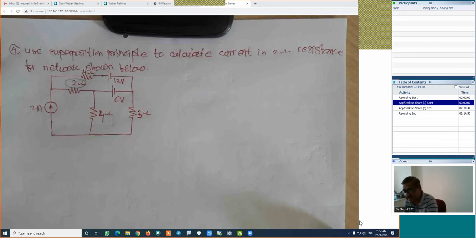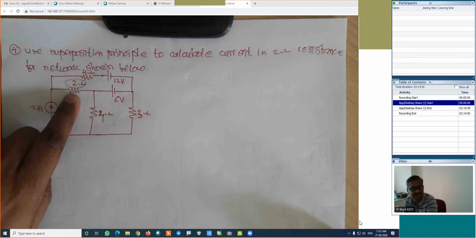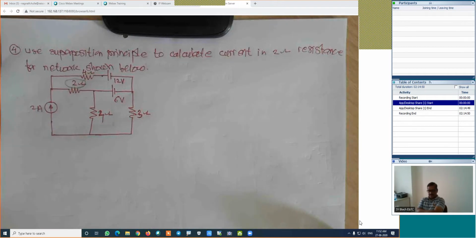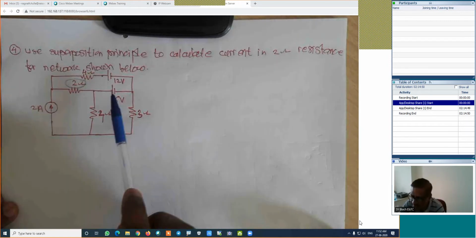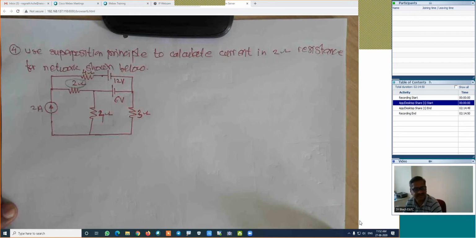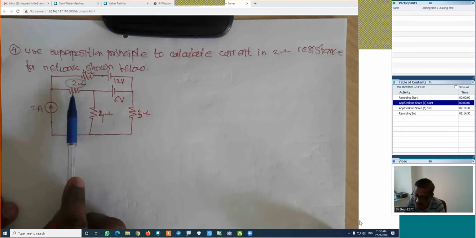We are interested in the calculation of the current in the 2 ohm resistance. And how many sources do we have in this figure? 3 sources. Absolutely correct. We have 1 current source and 2 voltage sources in this case. That's why we have to calculate the current 3 times in this resistance.